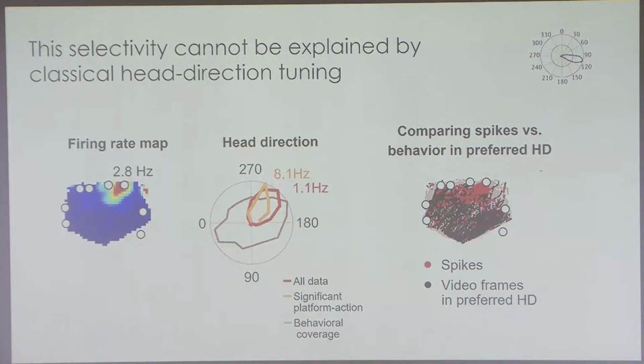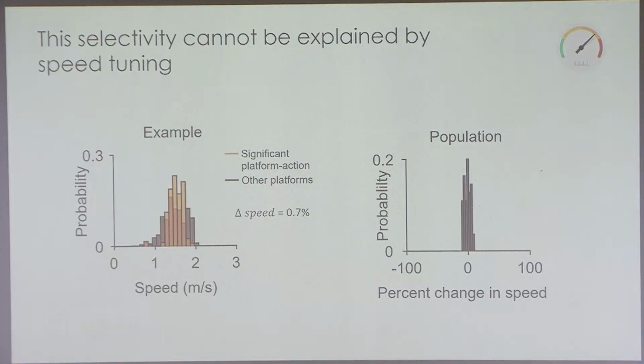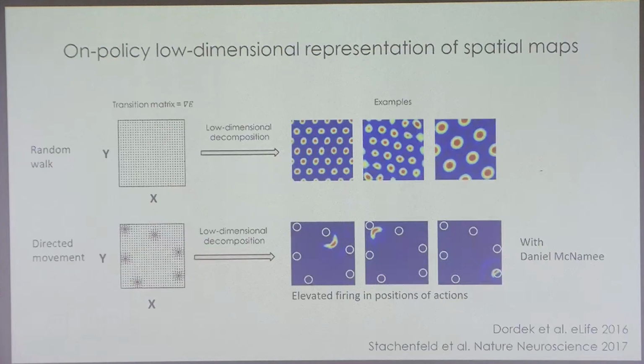So it's probably not a classic head direction tuning. That can't explain it. It's also not a speed tuning. So you could say, maybe, we know that there is a speed signal in the entorhinal cortex. Maybe landing or taking off from platform X has a different speed than taking off from other platforms. But that doesn't seem to be the case. The speed to the significant platform is pretty much the same, or has small differences from the one of all the other platforms.